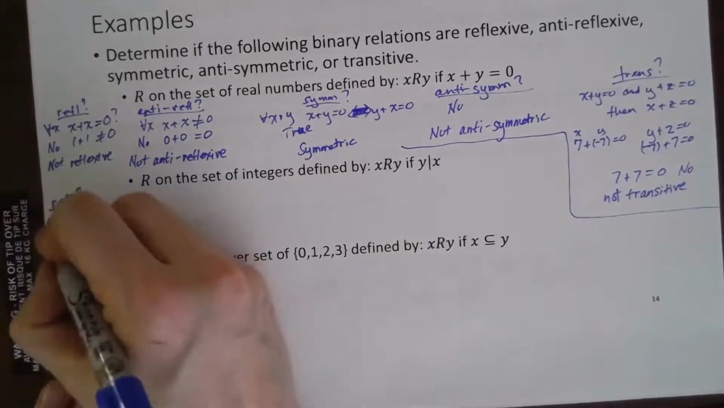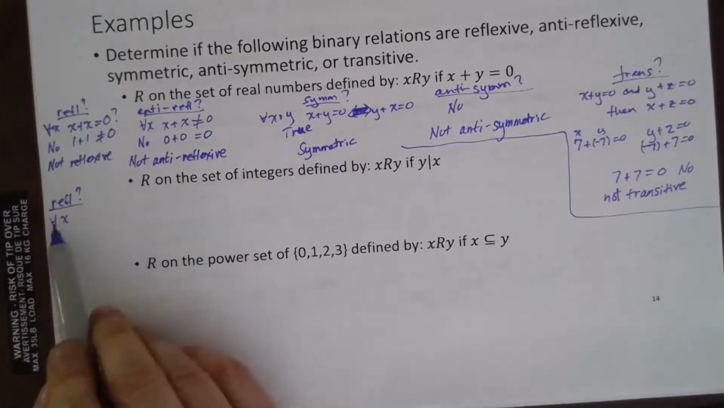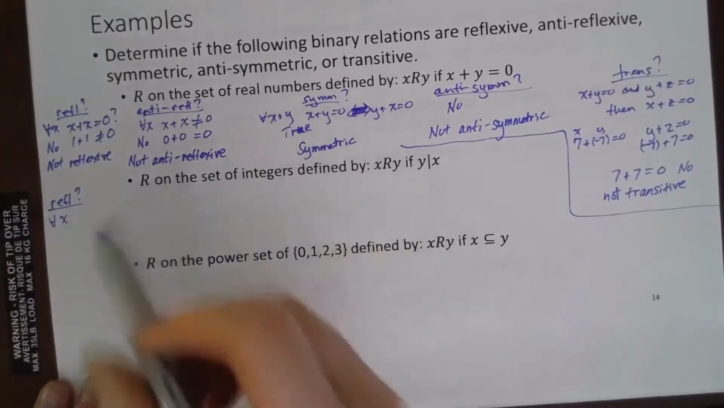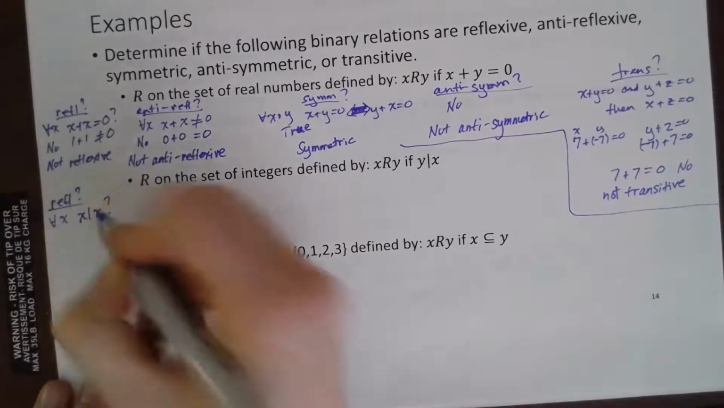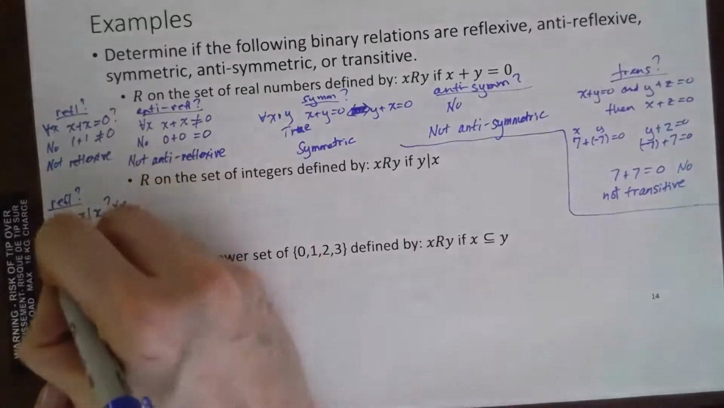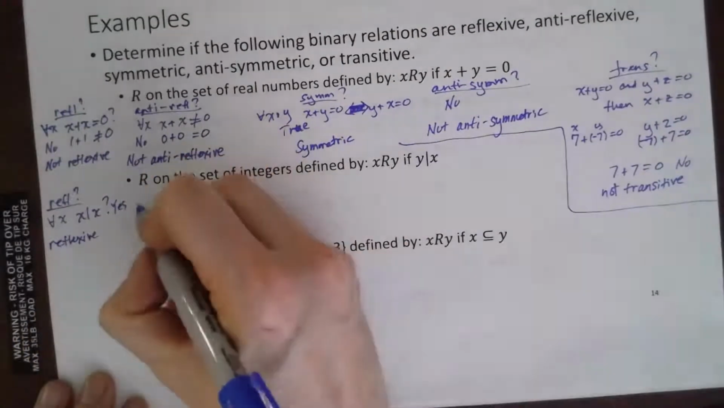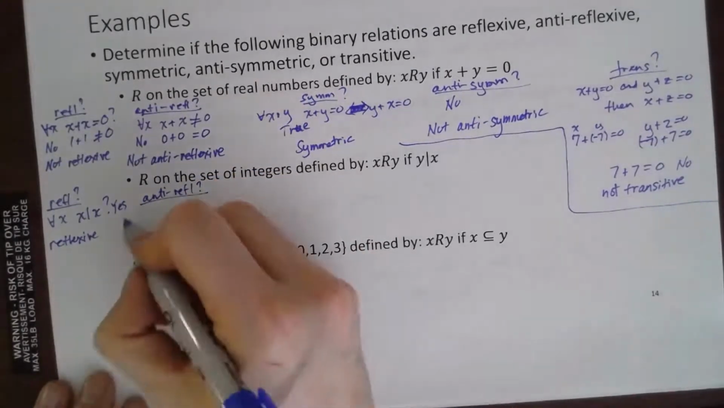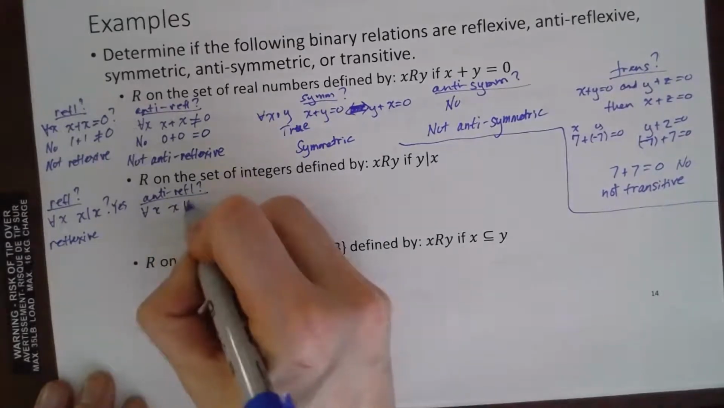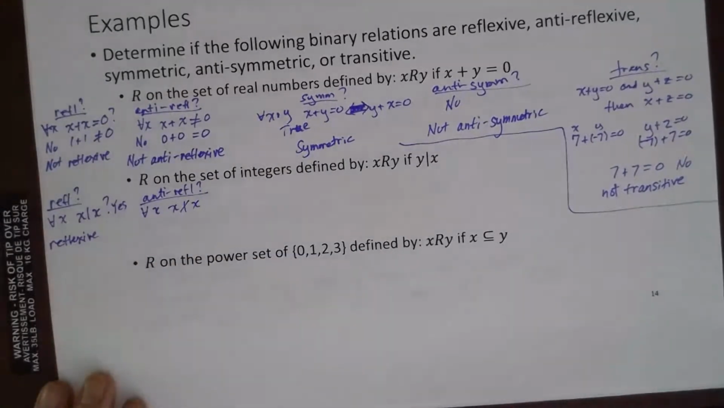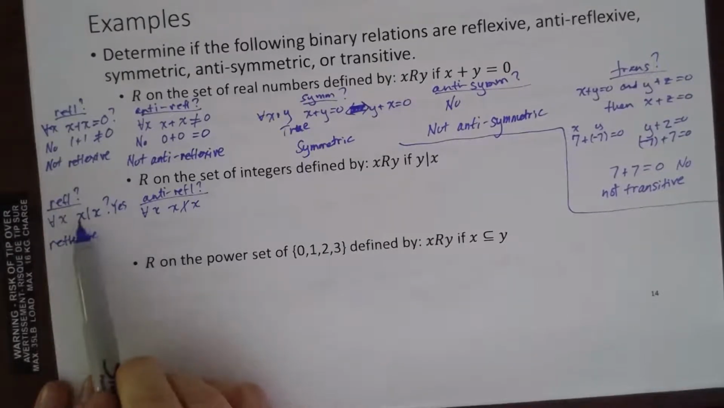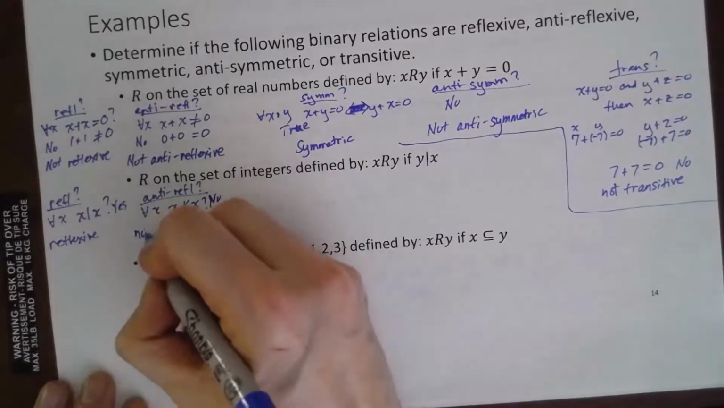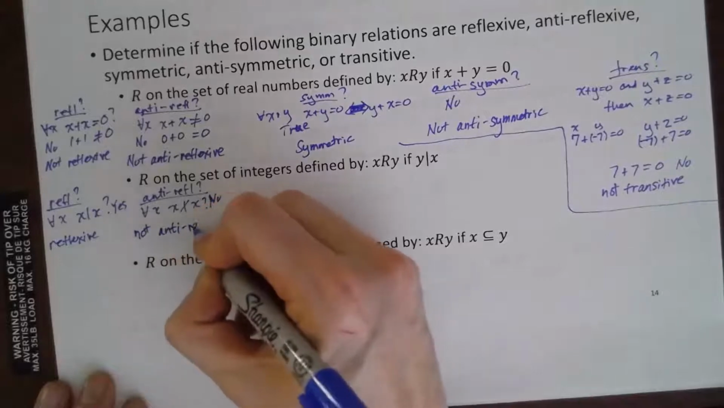So first of all, is every x related to itself? To be related to itself, we just check, does x divide x? So for every x, does x divide x? Yes. So this one is reflexive. And then for anti-reflexive, would it be true that for every x, x does not divide x? No, because over here we said every x divides itself, so this one obviously can't. So this is no. So this is not anti-reflexive.